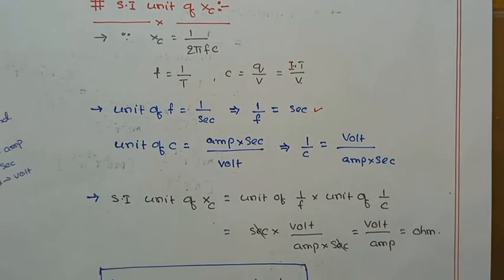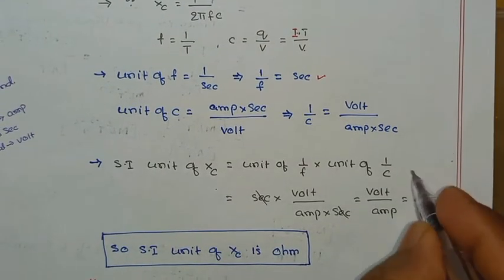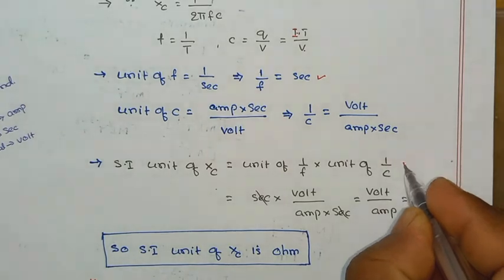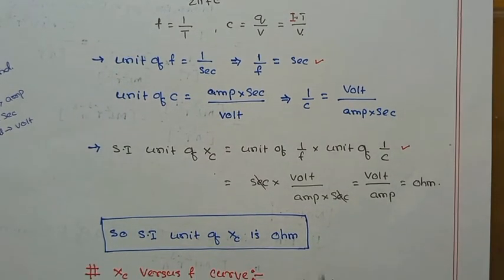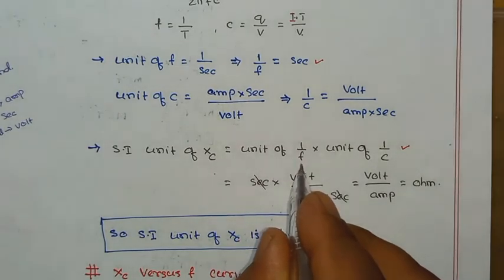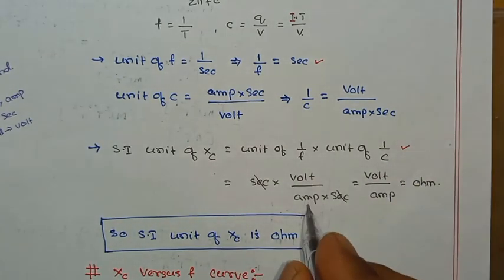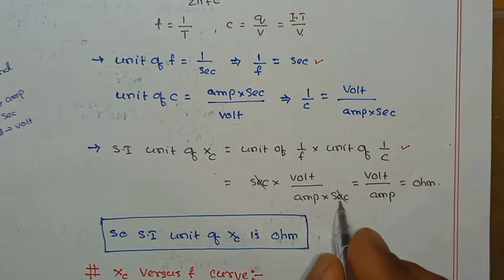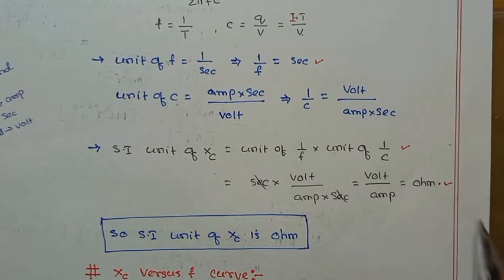So SI unit of XC is equal to unit of 1 by F into unit of 1 by C. So putting, we'll get here unit of 1 by F is second into unit of 1 by C is volt by ampere second. Second cancel out. So volt by ampere is ohm. Therefore, SI unit of XC is ohm.